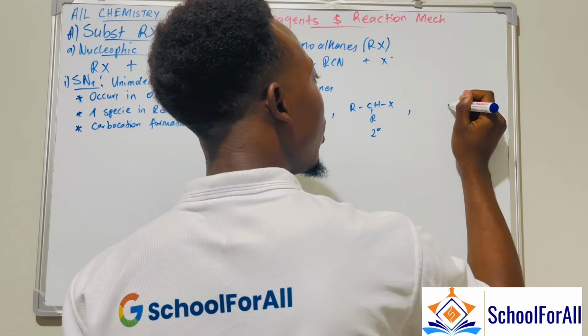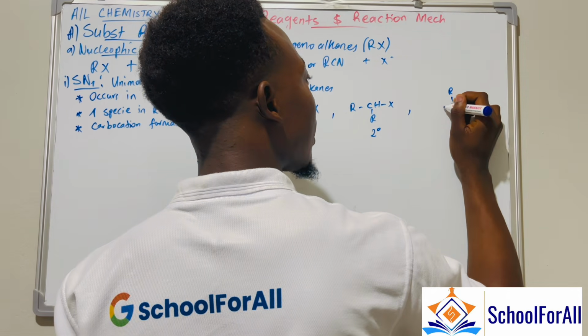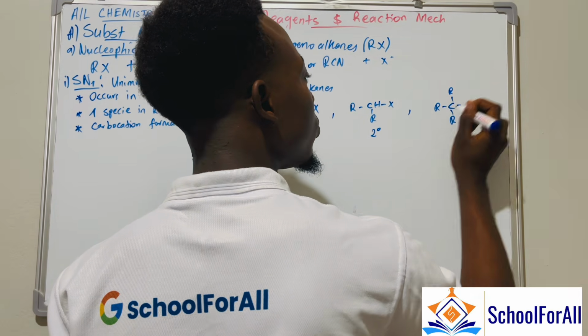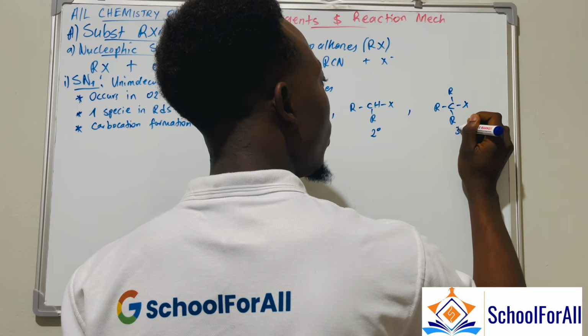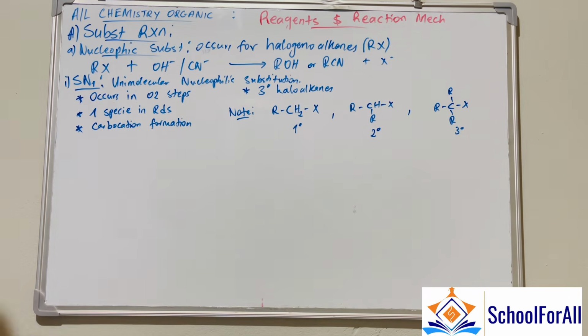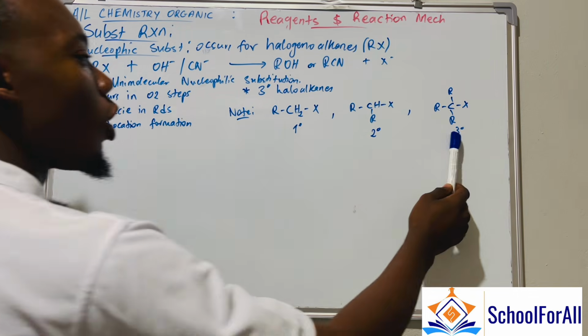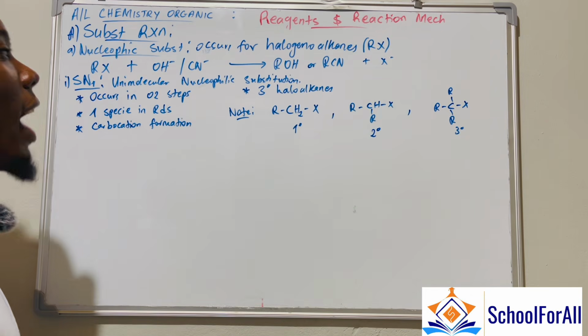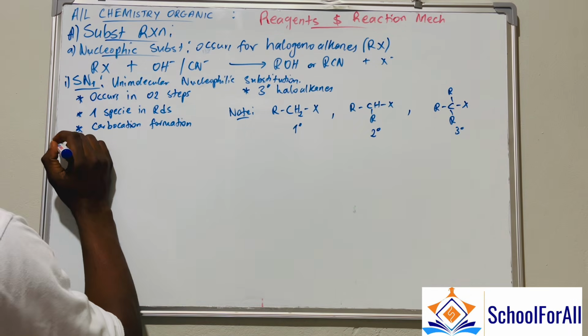And the tertiary haloalkane is one in which the carbon directly bonded to the halogen has no hydrogen at all. So that is primary, secondary, and tertiary haloalkane. And we say that unimolecular nucleophilic substitution reaction occurs only for tertiary haloalkanes. Now, an example.